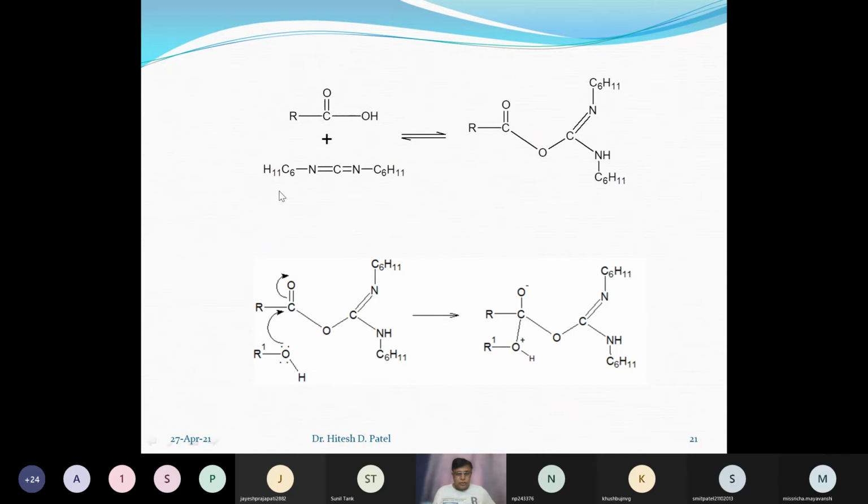We are having two functional groups. Here he has rightly mentioned that we are having two functional groups. One is C double bond N, and here we are having C double bond O. Even though the reaction will take place at this position, not at this position.